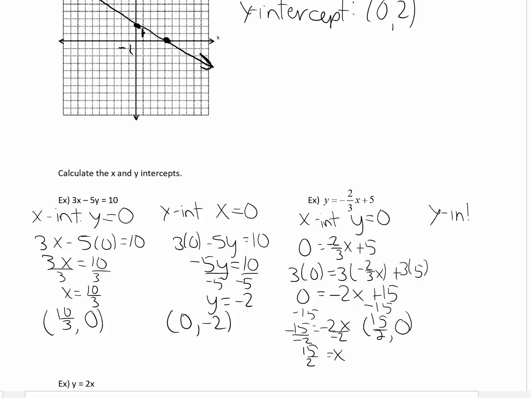The y-intercept, x is 0. Well, negative 2/3 times 0 is 0, and 0 plus 5 is 5. So as an ordered pair, that is (0, 5).